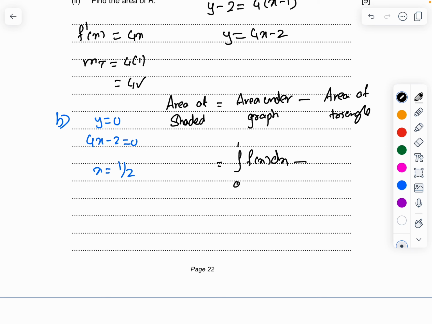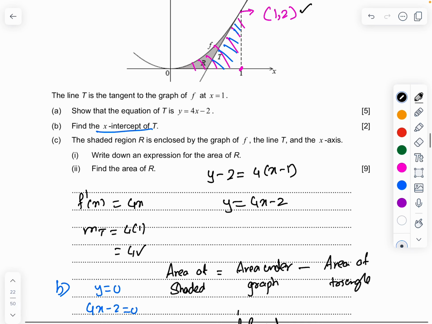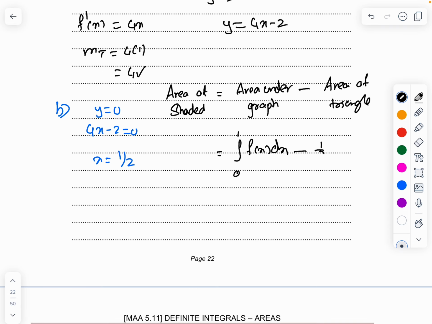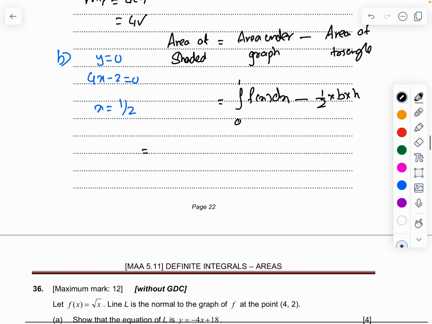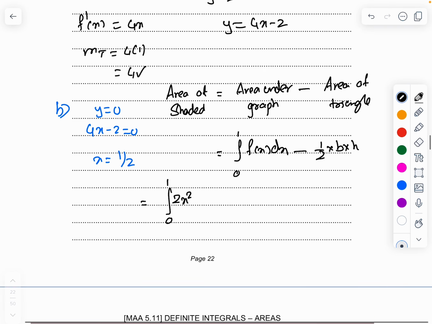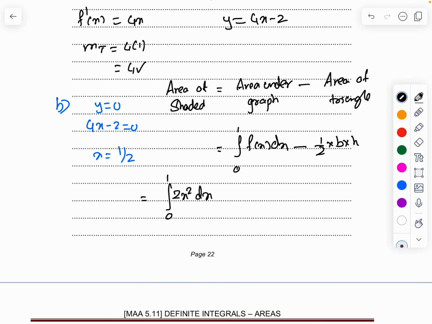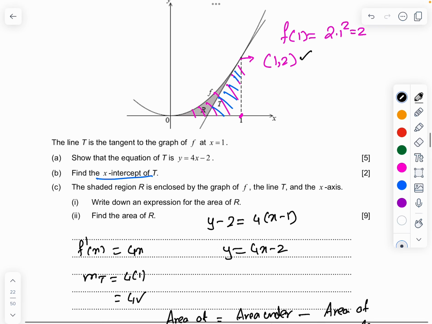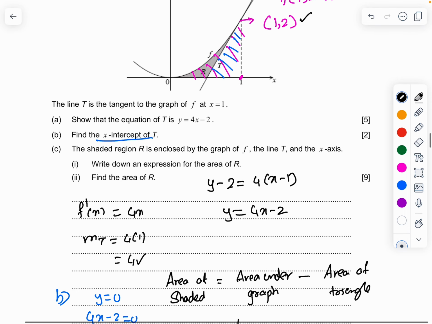the area of the triangle. So what is the area of the triangle? Half times base times height. So I am going to do that. The integral from 0 to 1 of 2x squared dx, minus the area of the triangle. I know the y-intercept. What was the y-intercept? The y-intercept is 1 by 2. So the base is 1 by 2 and the height is 2.